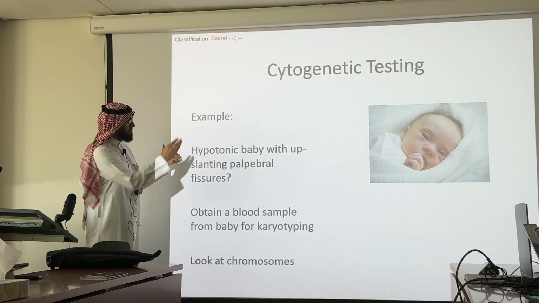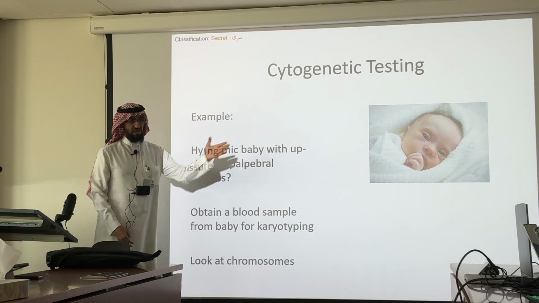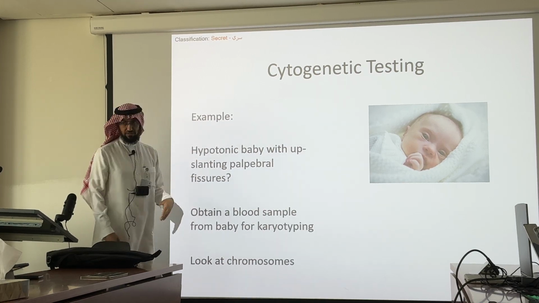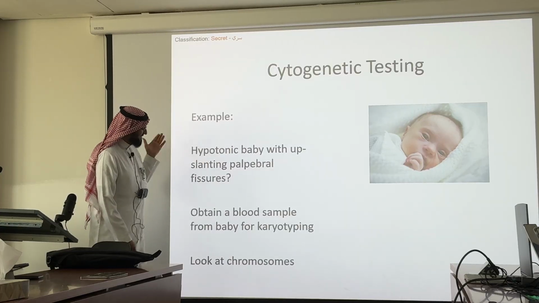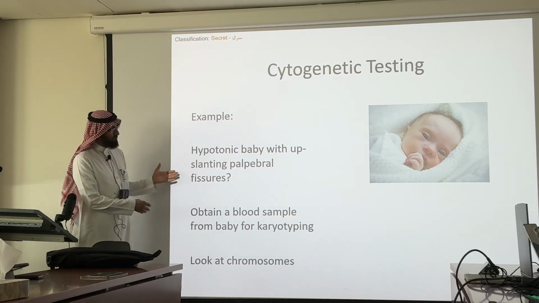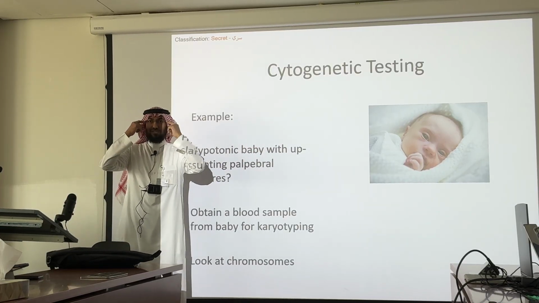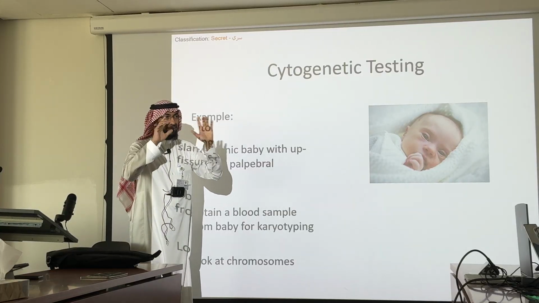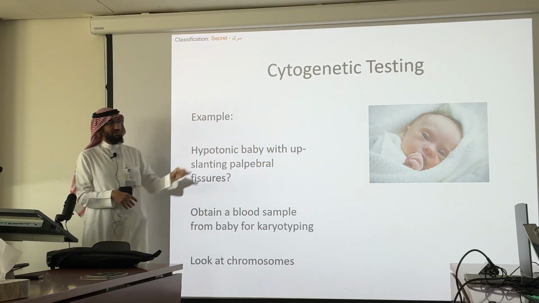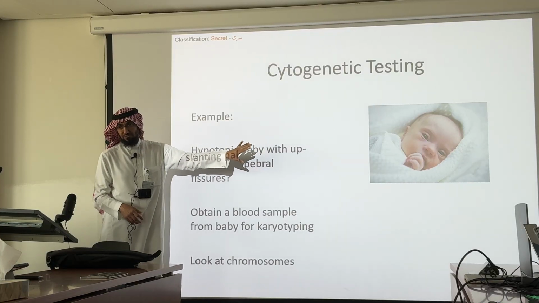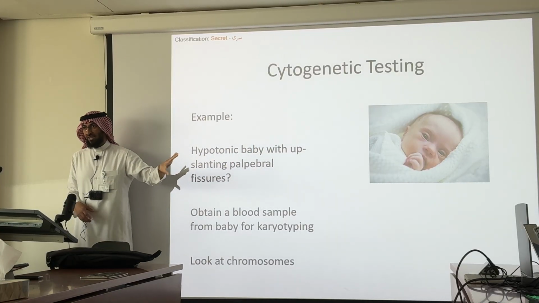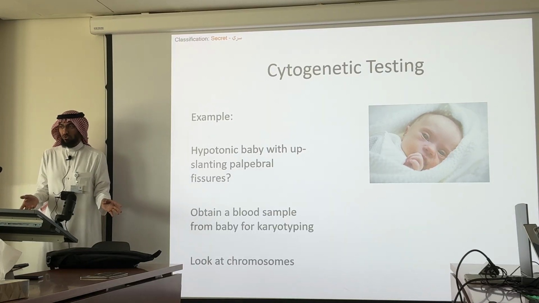A baby is born, and you're a physician asked to come and evaluate this child. It's a hypotonic baby, and his eyes are upslanting. It's not normal. You saw him and you think maybe he has Down syndrome. Let me confirm by genetic testing. What genetic testing will you do?